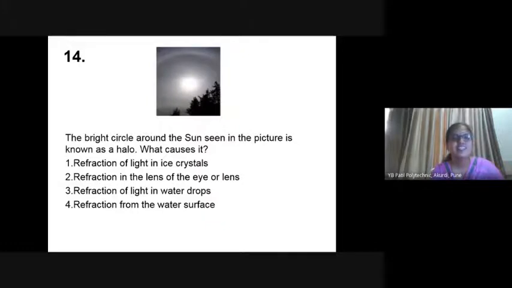Fourteenth question. The bright circle around the sun seen in the picture is known as a halo. What causes it? First, refraction of light in ice crystals. Second, refraction in the lens of the eye. Third, refraction of light in water drops. Fourth, refraction from the water surface. Completed? Okay.